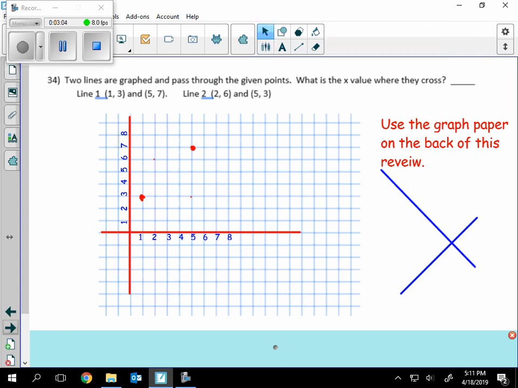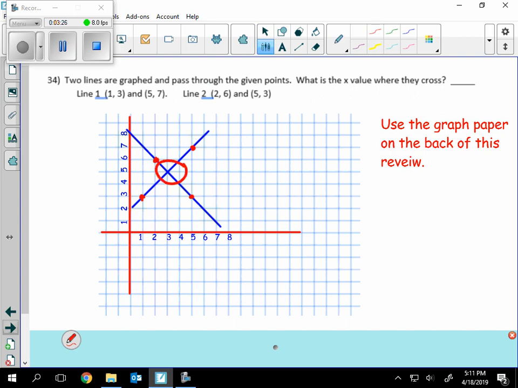And let's go ahead and graph that line. That should be good. And then we're going to plot 2, 6 and 5, 3. And we will graph that line. So what they're asking for is the point where they cross. I see it. There it is. It is at 3, 5. Easy peasy.